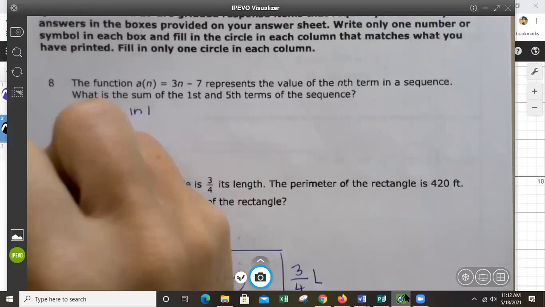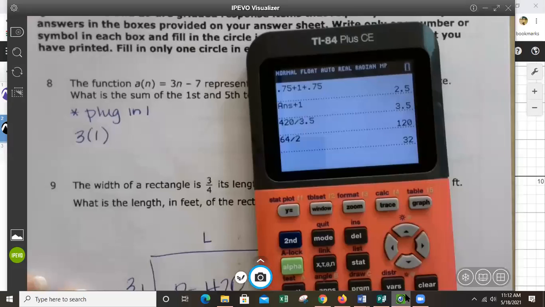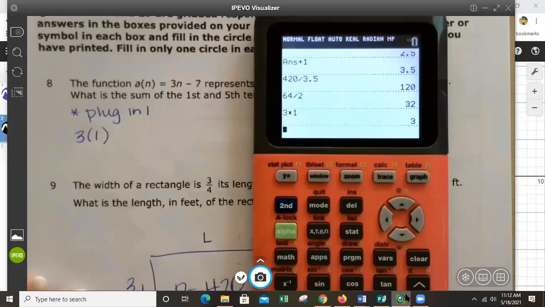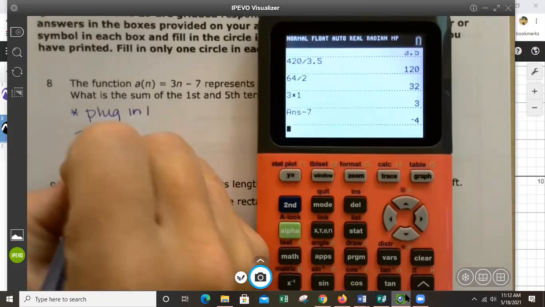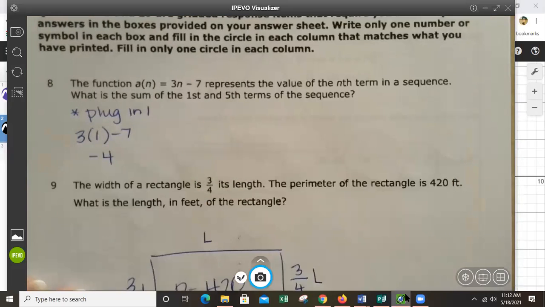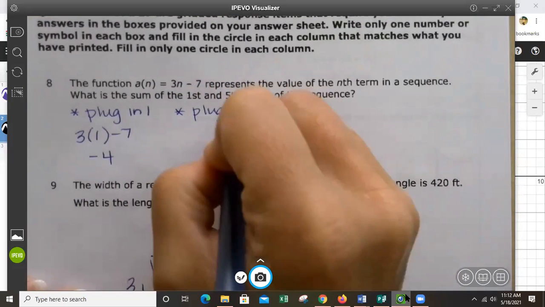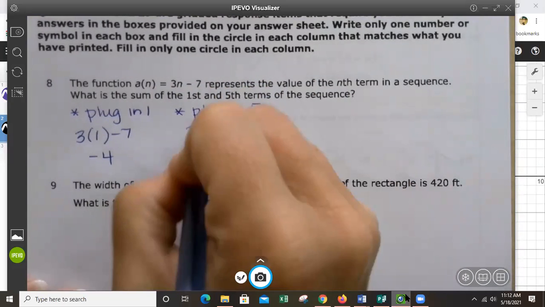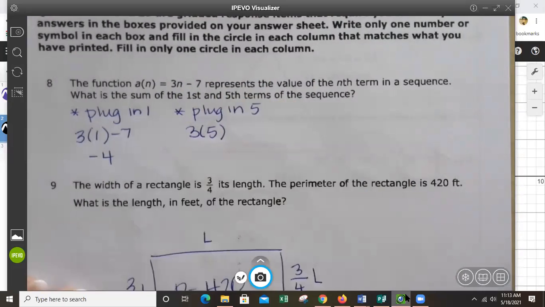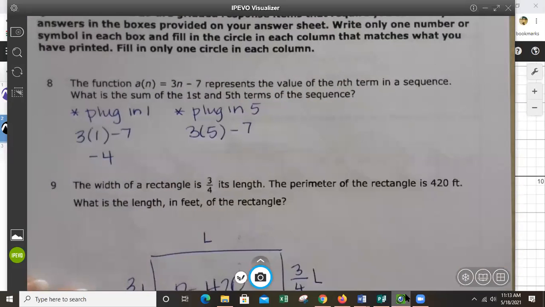Plug in 1. What is 3 times 1? 3. And then I have to subtract 7. What do I get? What's on my calculator? -4. Then I'm going to plug in 5. What's 3 times 5? 15 minus 7 is?